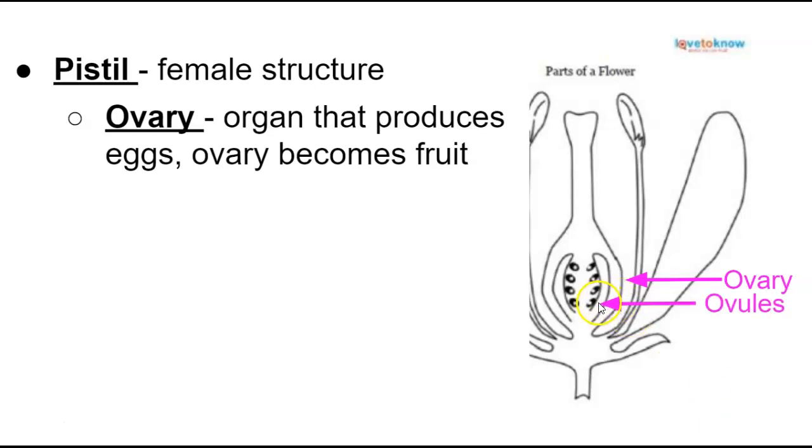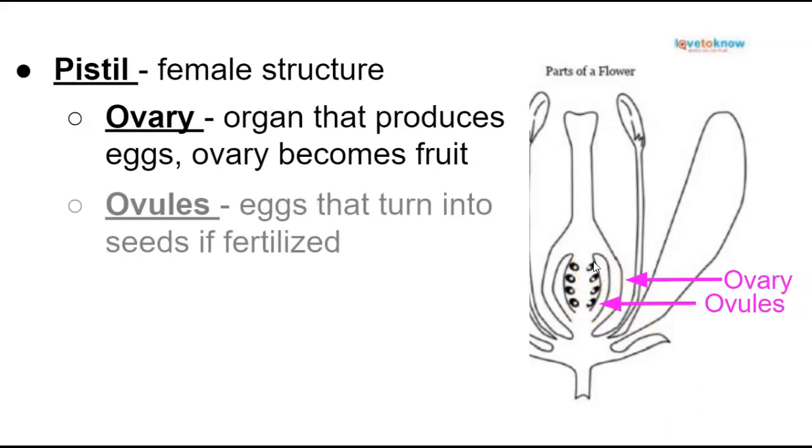Inside the ovary, we have eggs, and the eggs we call ovules. Ovules, eggs, if they get fertilized, they turn into seeds. So if we think about this apple we're eating, the outside's the ovary, right, the part that you eat, and then inside are seeds, and those are the ovules.